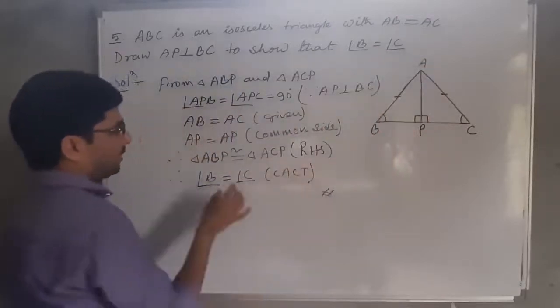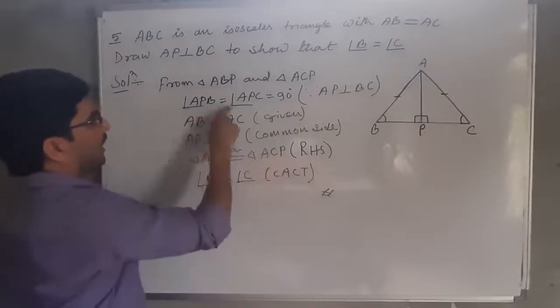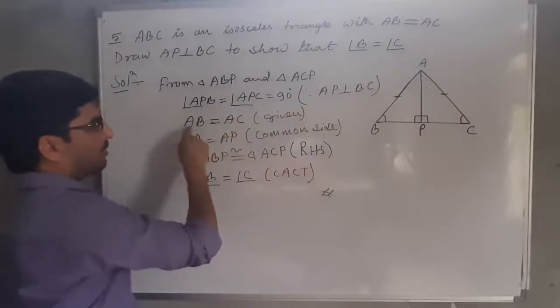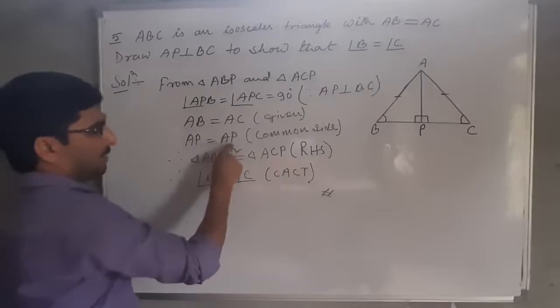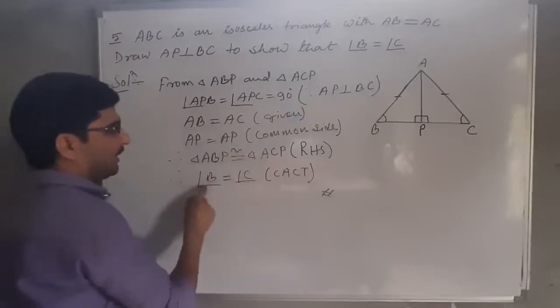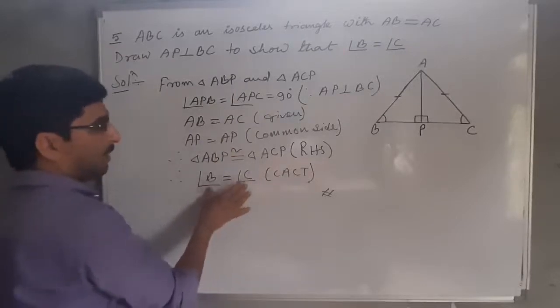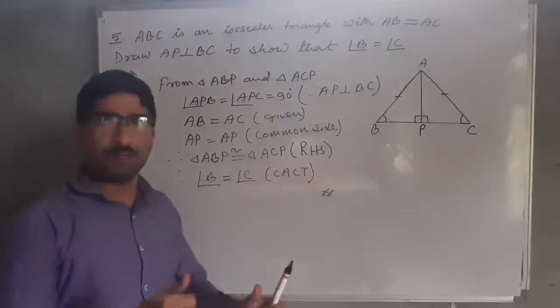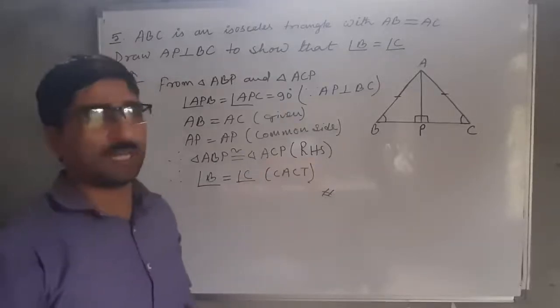So these two triangles are congruent according to RHS, where AB and AC are the hypotenuse. So right angle, hypotenuse and side. So when these two triangles are congruent, then their corresponding angles are equal according to CPCT. Okay, so simple, and that's the end of this exercise.